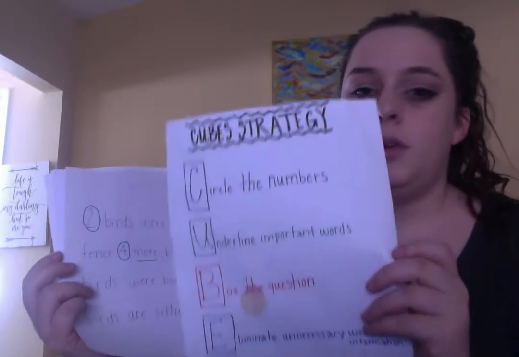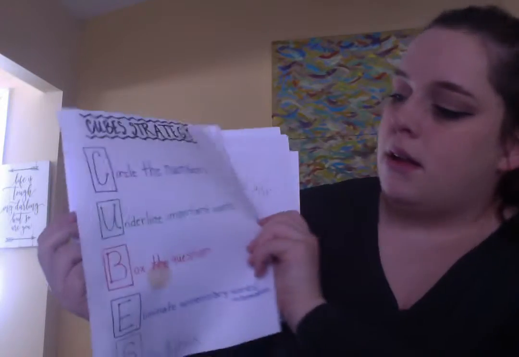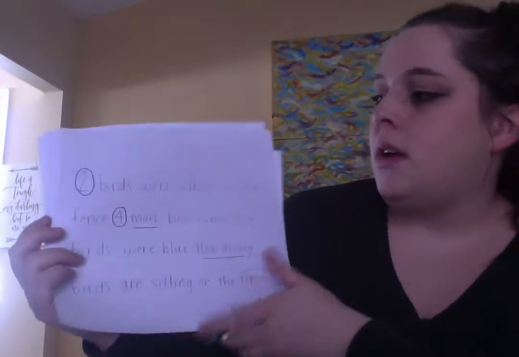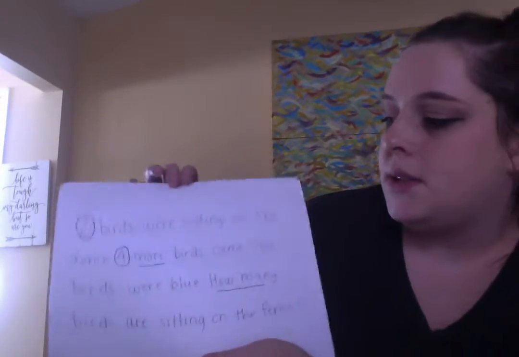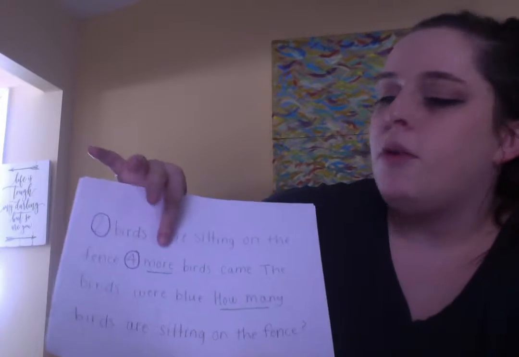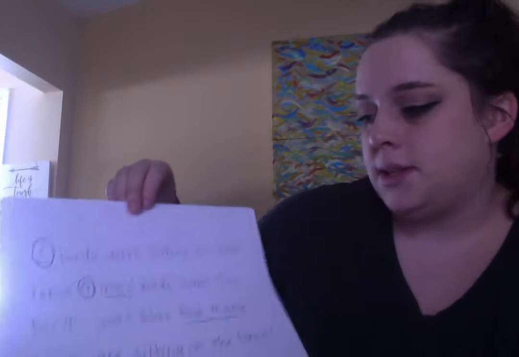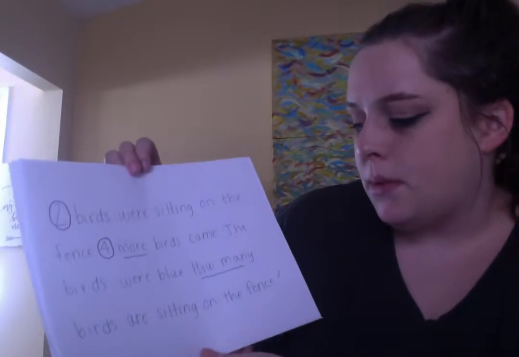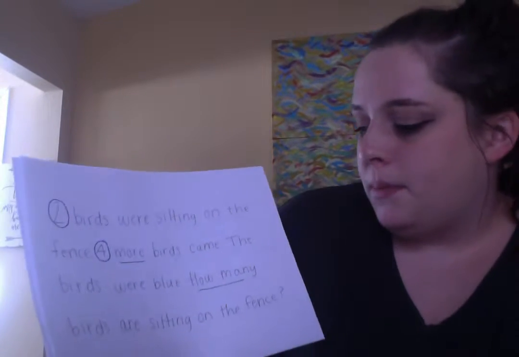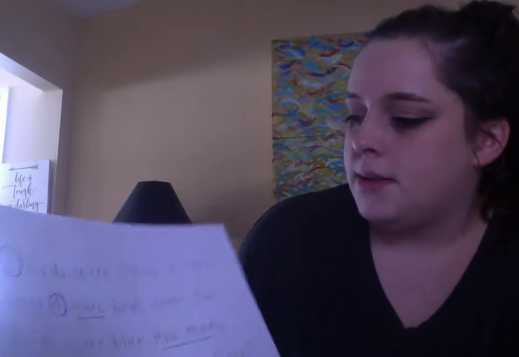We'll go to U, underline important words. 2 birds were sitting on the fence. 4 more birds came. 4 more. So more means we're adding more birds to the fence, so maybe this might be an addition problem. The birds were blue. How many birds are sitting on the fence?